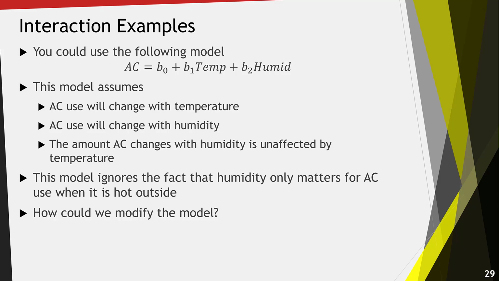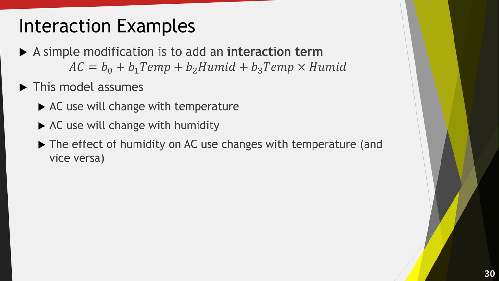This model is going to assume that air conditioner usage will change with temperature and air conditioner usage will change with humidity, but the amount that the air conditioning usage changes with humidity is unaffected by temperature. This is going to ignore the fact that humidity only matters for air conditioning usage when it's hot outside. So how might we modify this model? One common approach to modifying models like this is to include an interaction term.